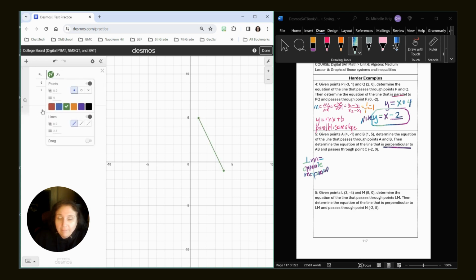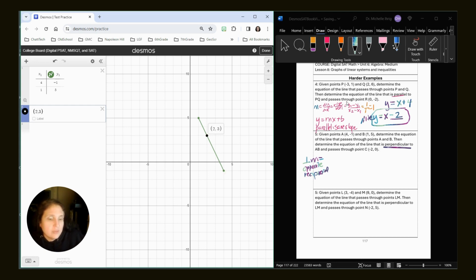Okay. Now we're going to determine our slope. I can see that it very easily goes to the point 2, 3. See that? So my slope is down 2 over 1, down 2 over 1, down 2 over 1. So my initial slope will do y equals mx plus b.